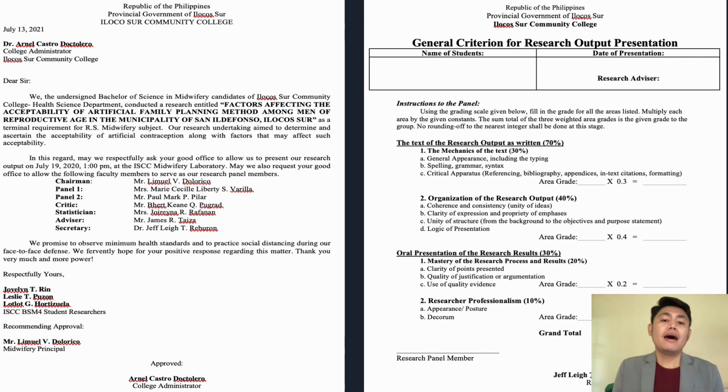And then, para po maganda yung ating grading system, we also came up with a general criterion for research output presentations wherein your studies or your proposals will be checked based on a 70-30 basis. So it means that your manuscript will be adjudged 70% while your oral presentation will only comprise of 30%. Again, the templates for this can be supplied by your department focal persons and research instructors.